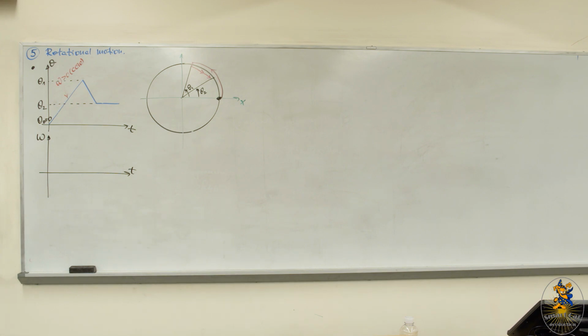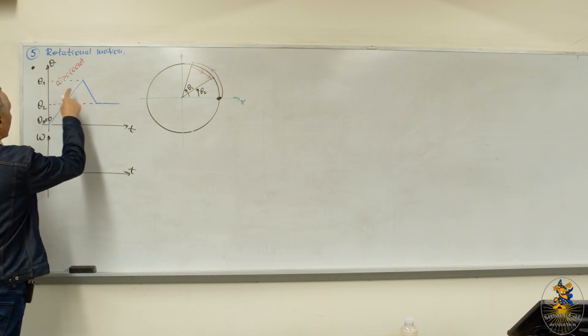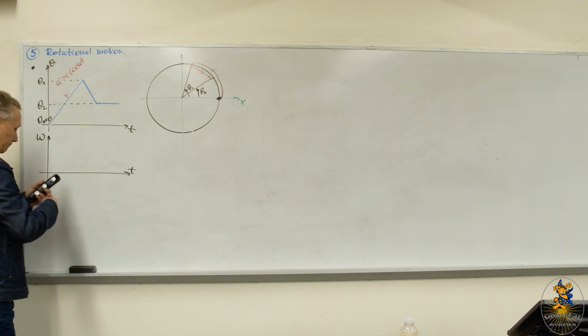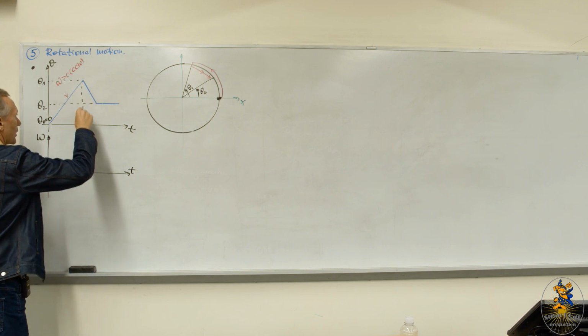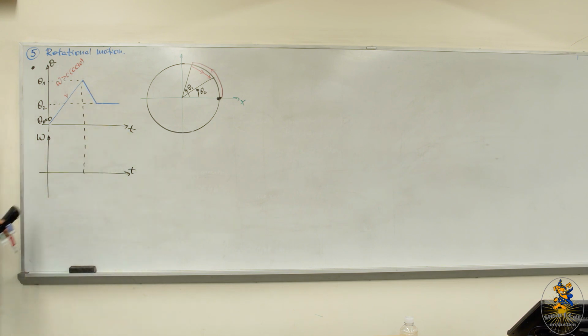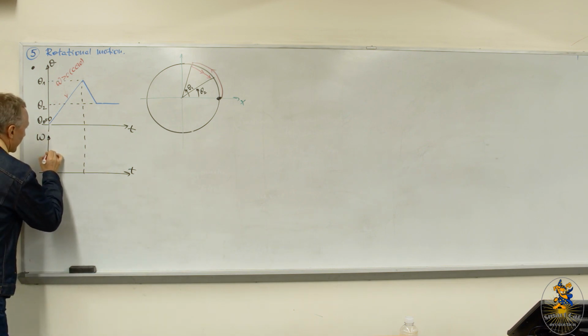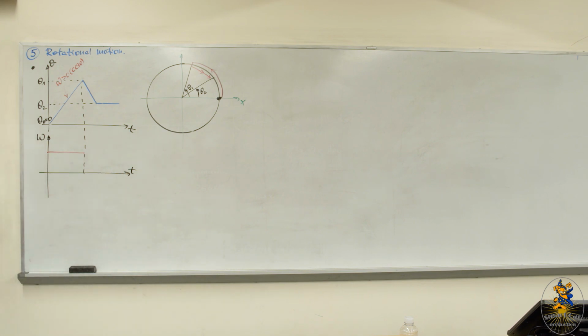But omega stays constant, because the slope is exactly the same. There is no acceleration. You see, the slope is the same throughout the whole time from this point to that point. Let me connect these two graphs, because it's time: this point and that point are essentially the same moment. So from this point to that point, omega is positive and constant.